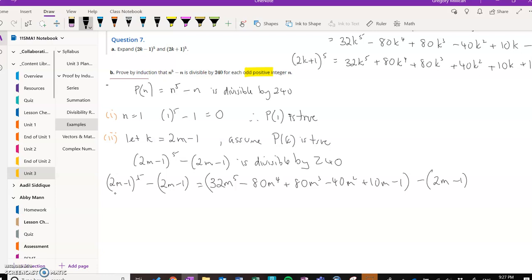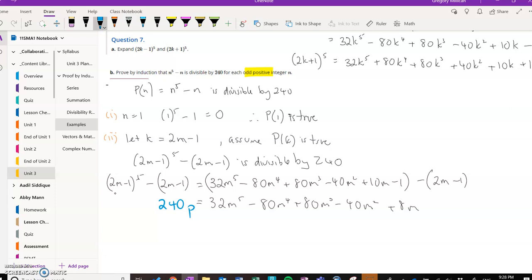So therefore, let's just simplify that a little bit. So that's 32m^5 minus 80m^4 plus 80m^3 minus 40m^2, 10m minus 2m is 8m, negative 1 plus 1 is 0. And we know that's equal to 240p.